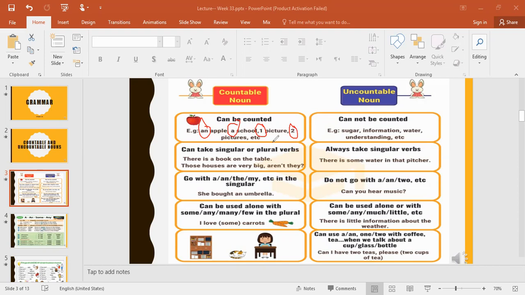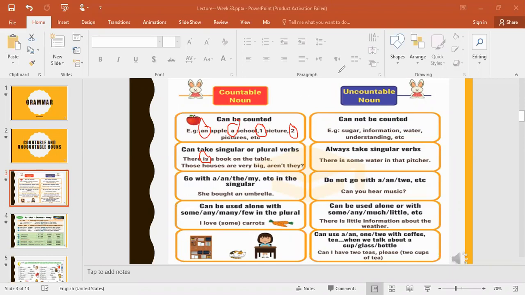Now, the countable nouns can take singular or plural verbs. Let me show you how. When I say there is a book on the table, where is the verb in the sentence? Is. Is the verb, very good. So there is a book on the table. Is it a singular verb or a plural verb? Singular verb, very good. So this is a singular verb with a countable noun.